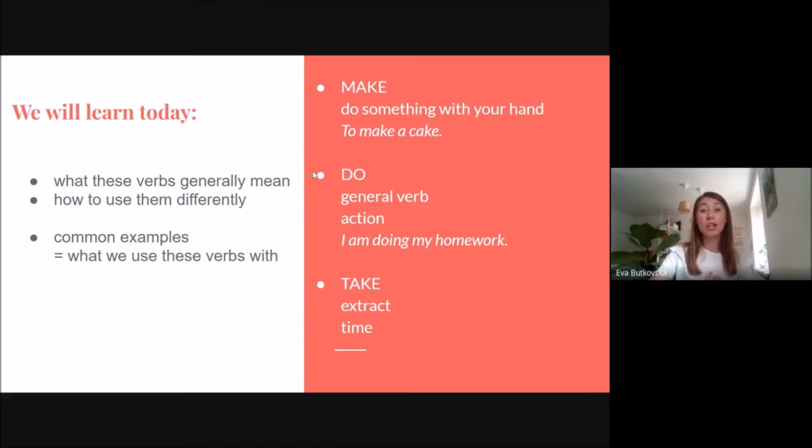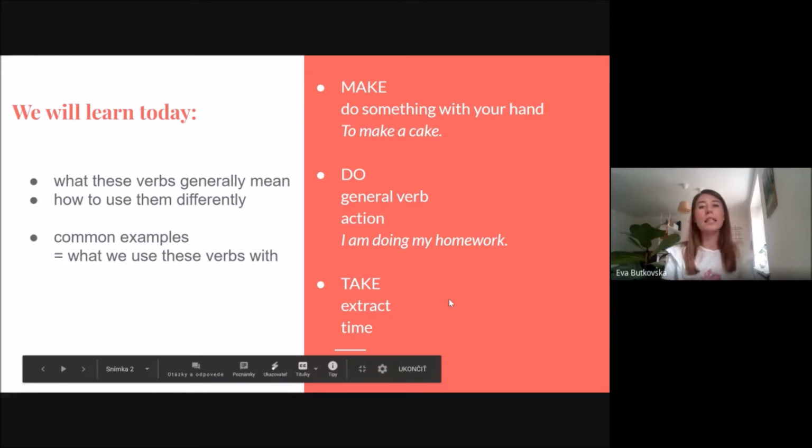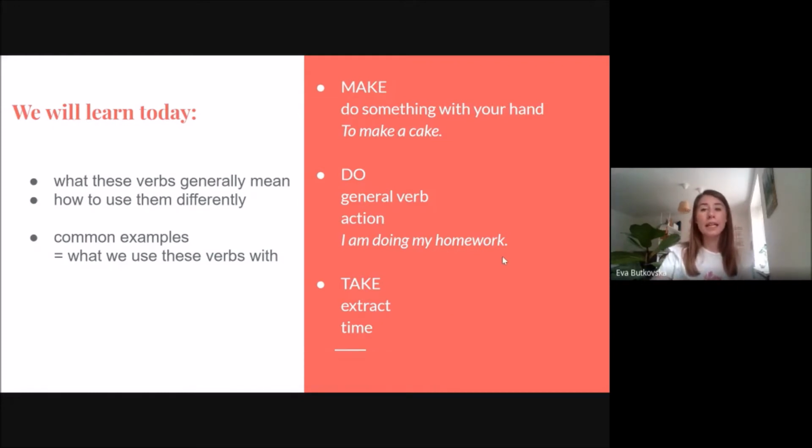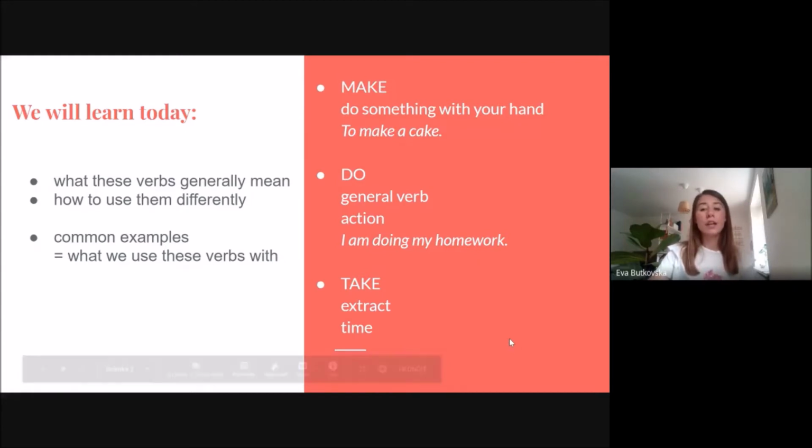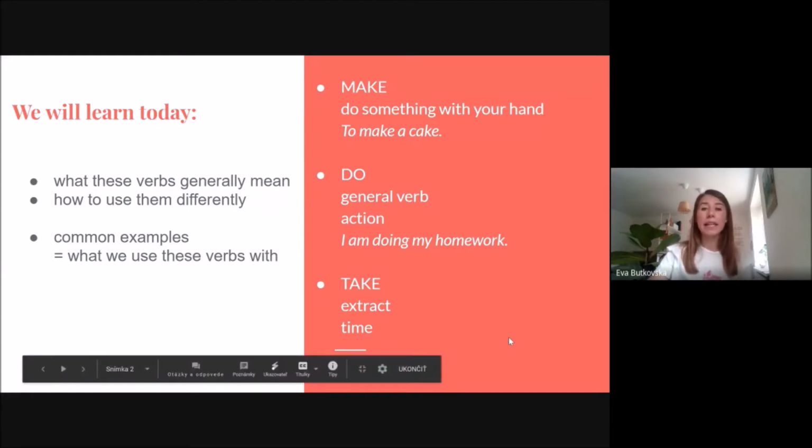Second verb is verb do. This is a general verb and refers to action itself. So general verb, action. I'm doing my homework. At the moment, I'm doing. And the third verb is verb take. So you understand take as to take, to extract something, but verb take goes along with other words. For example, take time, take a break, and etc.